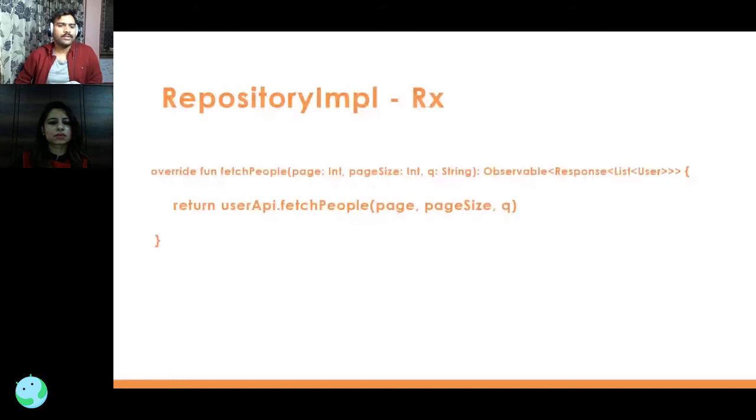And the user API, let's say if we are injecting it via the constructor, or let's say not even injecting it, in very basic terms, if you are passing it via the constructor, right? The API service, let's call it user API. I'll just call user API.fetchPeople, and I'll pass on the parameters, right? That's how this would work.